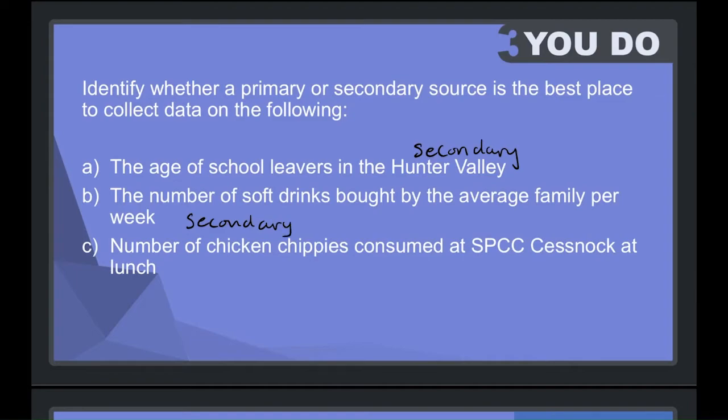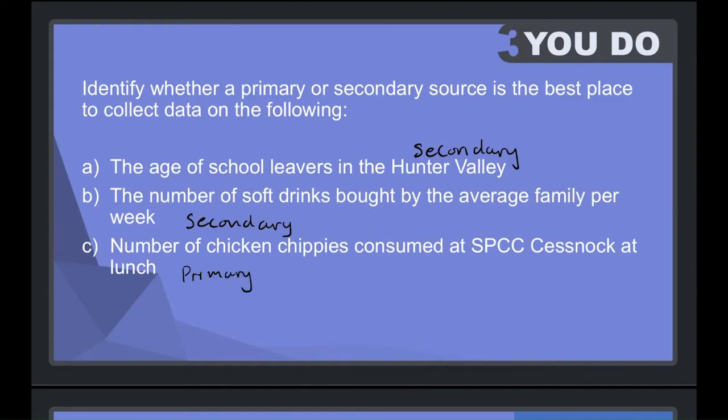Because it would be impossible for you to go around and collect this information on your own. You would rely on maybe ABS statistics, Australian Bureau of Statistics. Someone else would have gone out and collected that data. But this last one, this could be an example of a primary source.